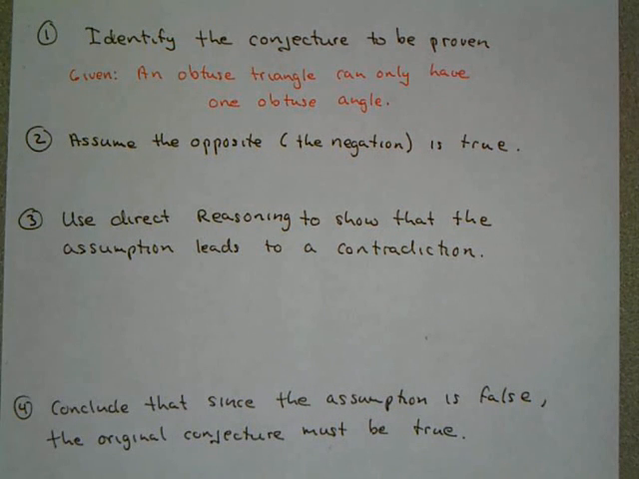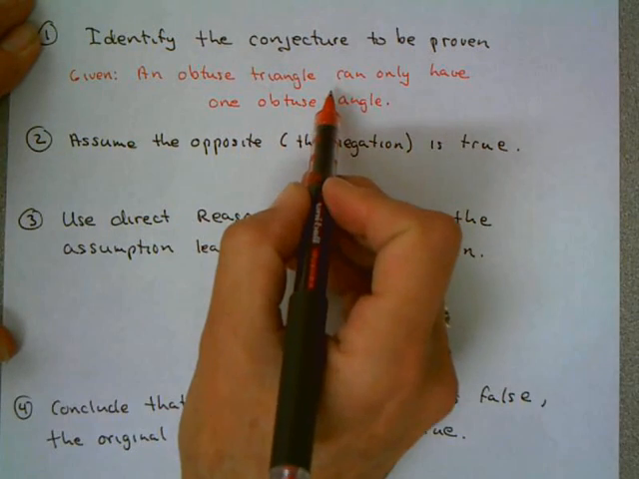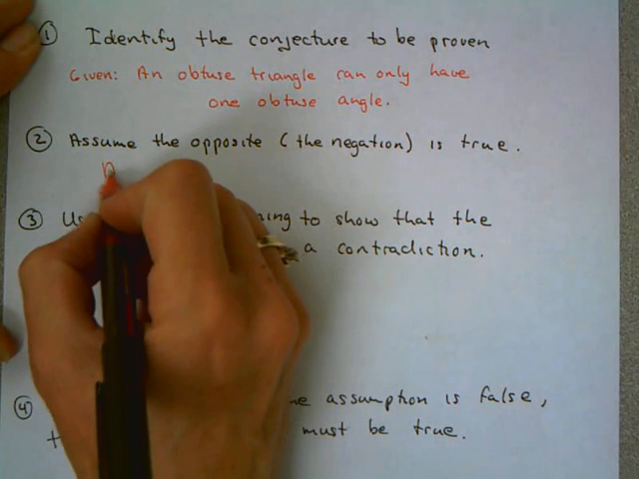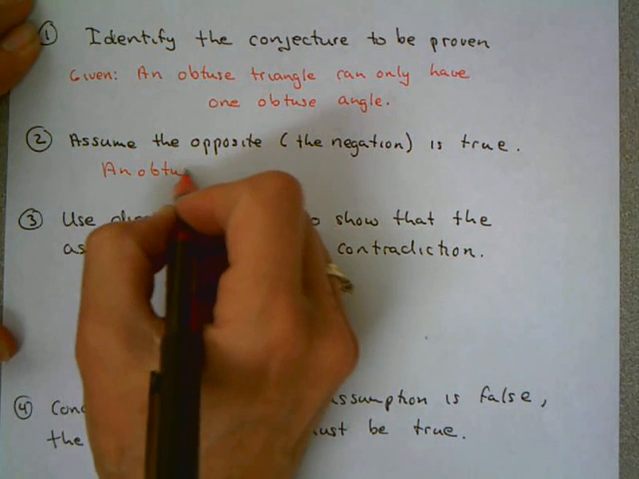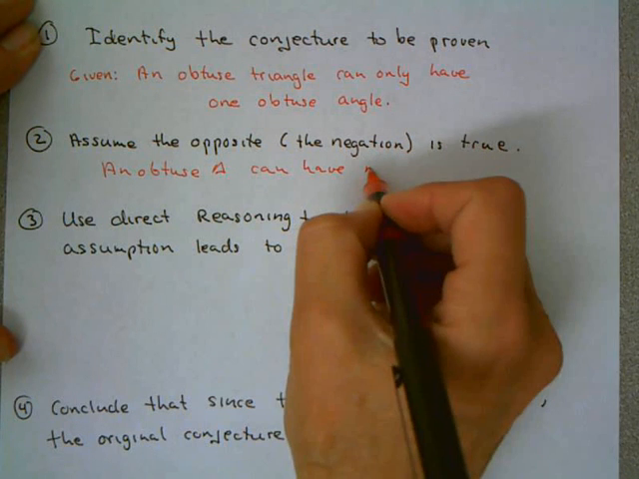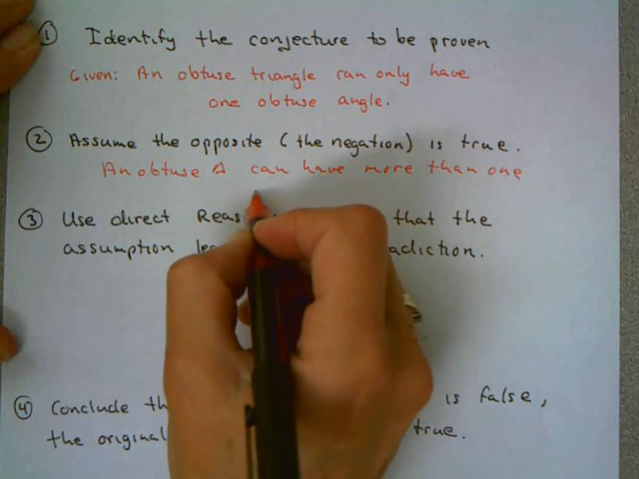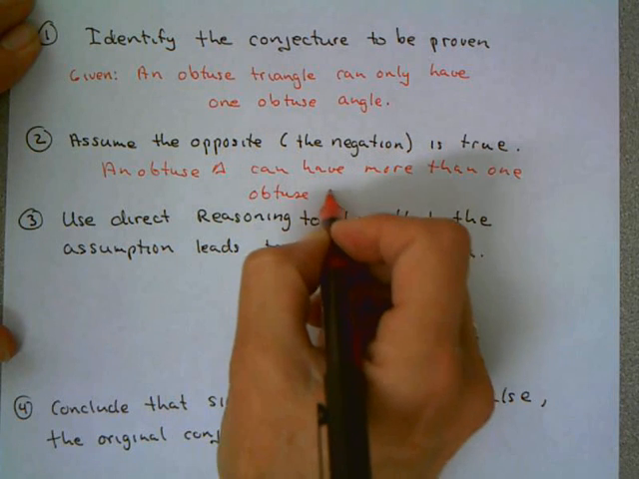The next step is to assume that the opposite is true. So since this says an obtuse triangle can only have one obtuse angle, we'll write an obtuse triangle can have more than one obtuse angle. That would be the negation. Now we just use some direct reasoning to show that that leads to a contradiction.